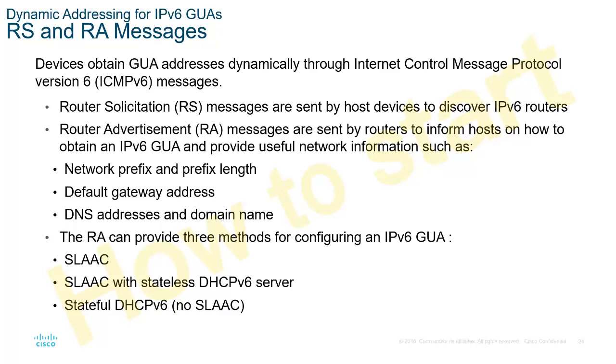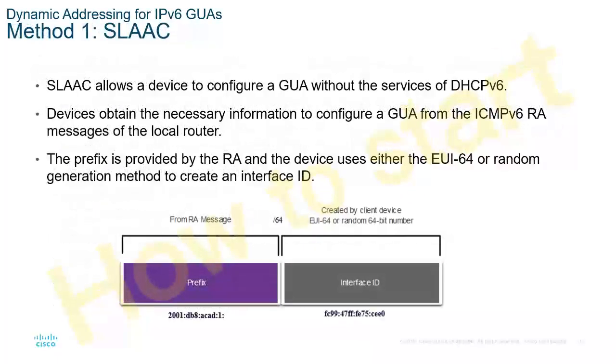The router advertisements provide 3 methods for configuring the address: SLAAC, SLAAC with a stateless DHCP server, or stateful DHCP with no SLAAC. Remember, SLAAC is the auto configuration, and don't worry, we're going to discuss all 3 of these in depth in the upcoming slides. Alright, so method 1, SLAAC.